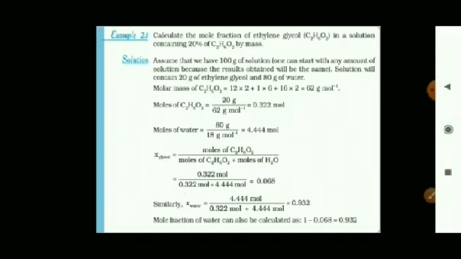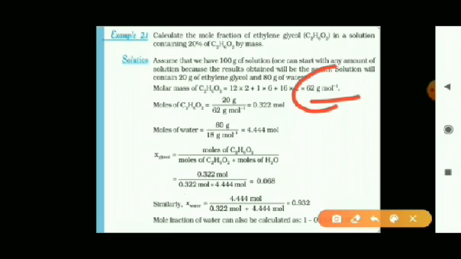Now, first of all, we want to know the molar mass of C2H6O2, that is ethylene glycol. As I told you how to find the ethylene glycol's molecular weight, put the values and you will get 62 gram per mole. Now here we have to find the mole fraction of A, that is ethylene glycol.